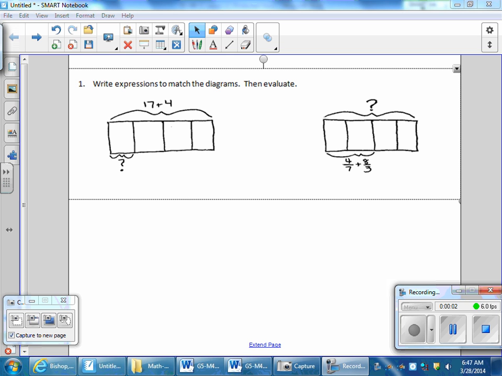Lesson 10, Homework, Module 4. Question number 1, write expressions to match diagrams and evaluate.